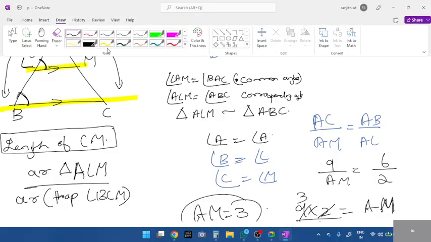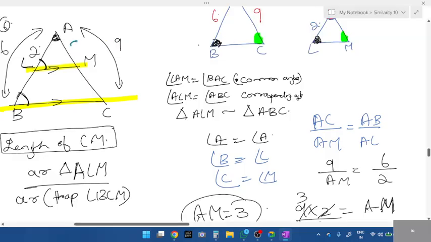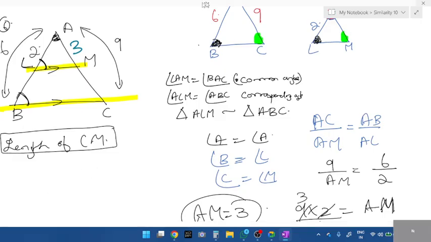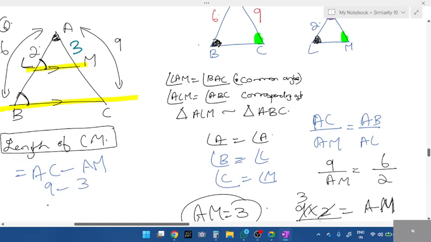CM. If AM is 3 centimeter, how will you find CM? Total value of AC is 9. Yes, correct. What you all told was right. Length of CM is equal to AC minus AM, 9 minus 3, the answer is 6 centimeter. Understood?